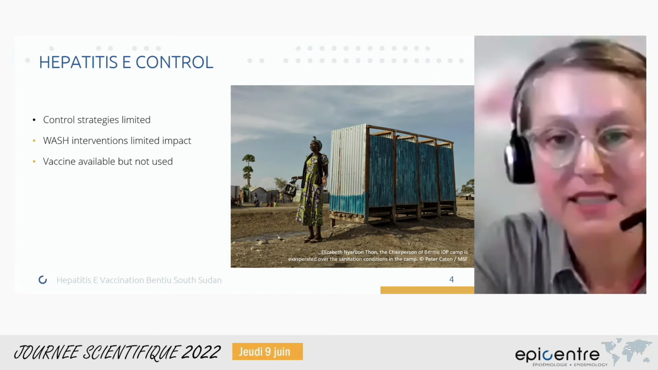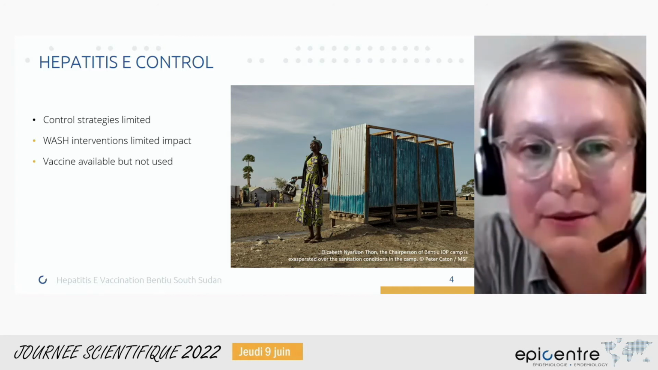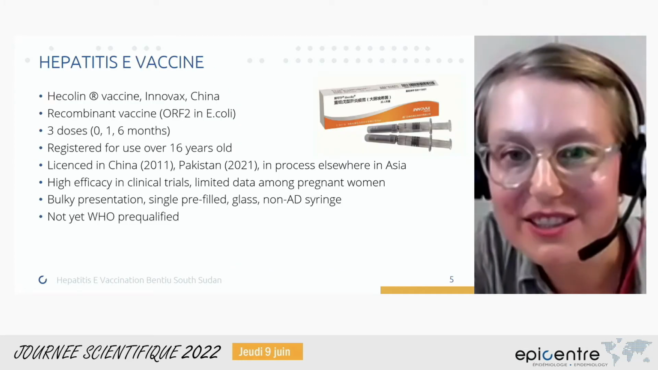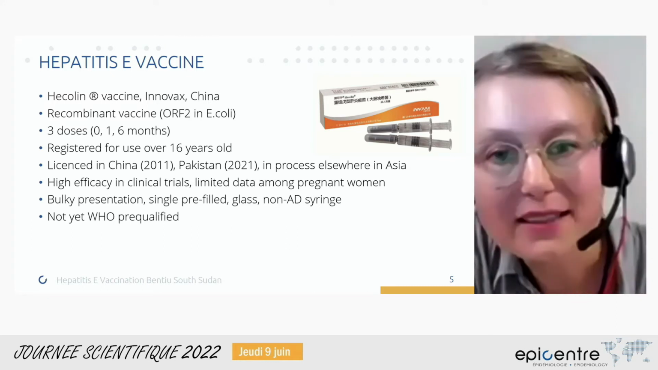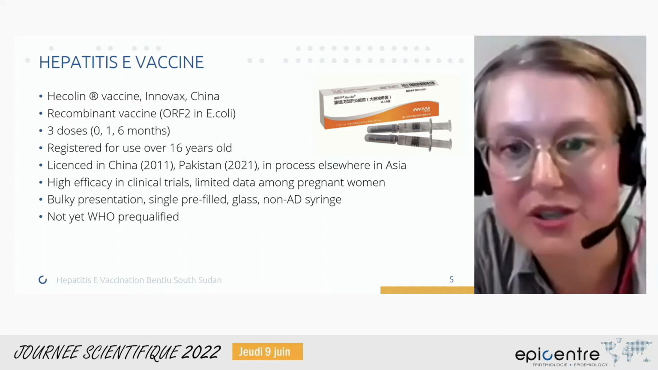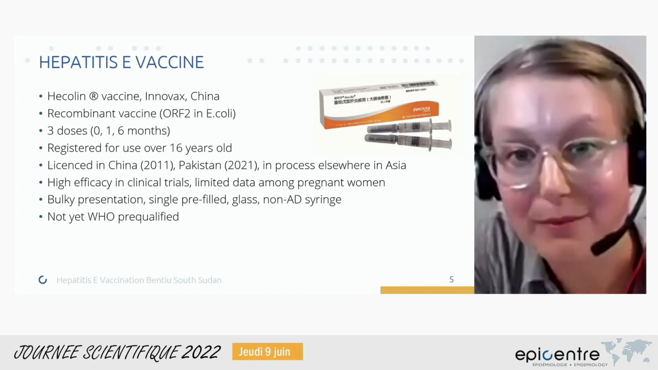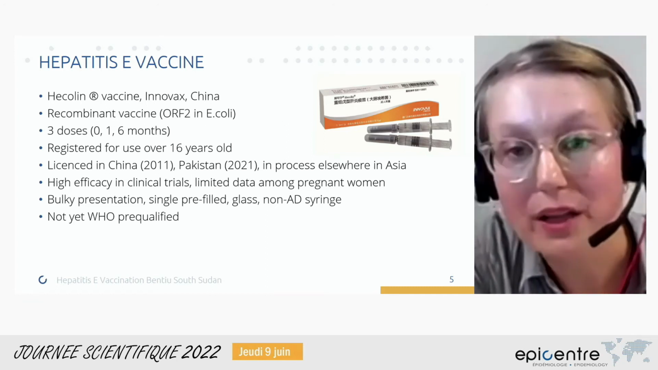It comes in quite a bulky presentation. It's a glass single-dose syringe, which is not ideally suited for a mass vaccination campaign. During clinical trials, it had a very high efficacy, but as in many clinical trials, pregnant women were excluded, and this is the population that is most at risk. The vaccine itself is not yet WHO pre-qualified.